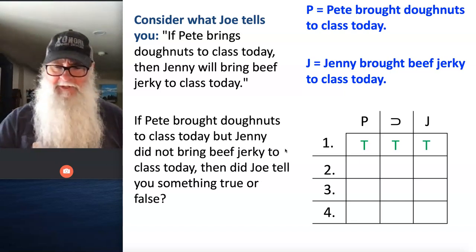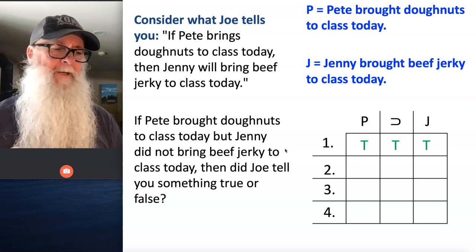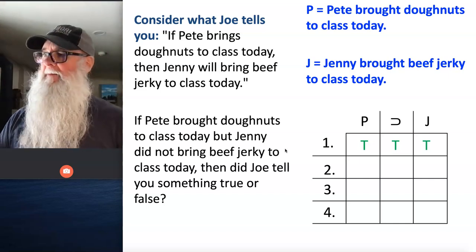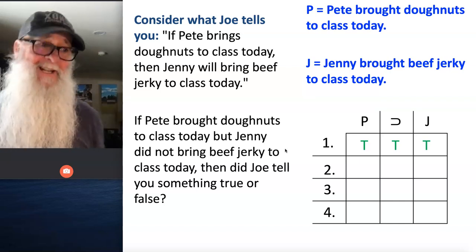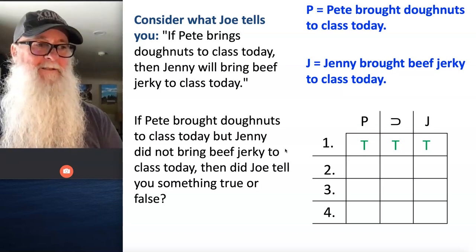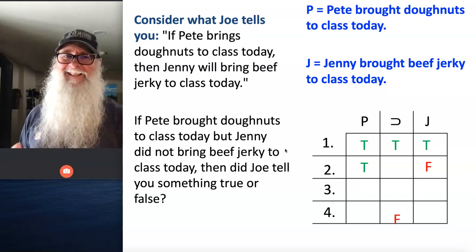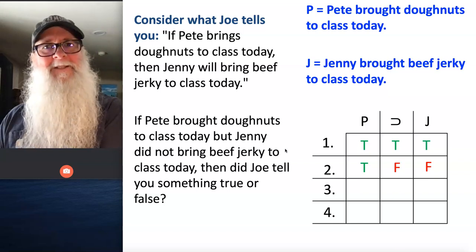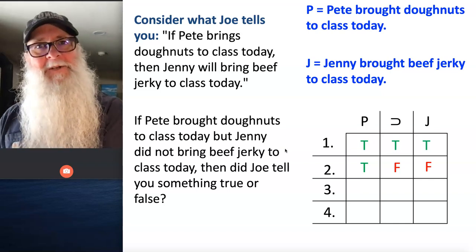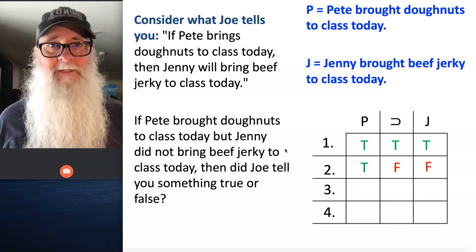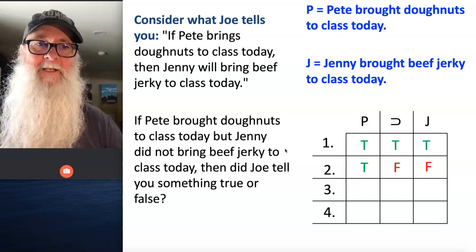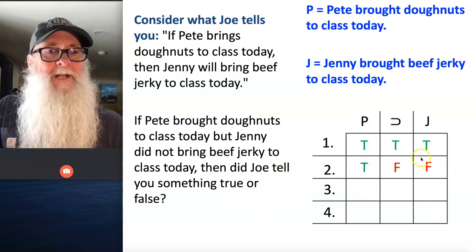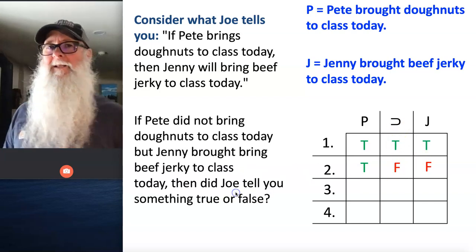Now let's say that Joe's still telling us about Pete bringing donuts and Jenny bringing beef jerky. And so we look over and we see that he's got an armful of donuts. So it's true that Pete brought donuts to class today. But Jenny's shaking her head and saying, sorry, no beef jerky. Did Joe lie to us? I'm going to say yeah. Joe told us that if Pete brings the donuts, Jenny will bring the beef jerky. And Pete brought the donuts, but Jenny didn't bring the beef jerky. So it's not true that if Pete brings donuts to class today, Jenny will bring beef jerky to class today, because she didn't bring the beef jerky. So when the left-hand side of a horseshoe is true and the right-hand side of the horseshoe is false, the whole statement is false.